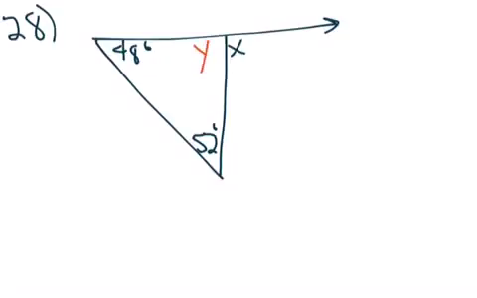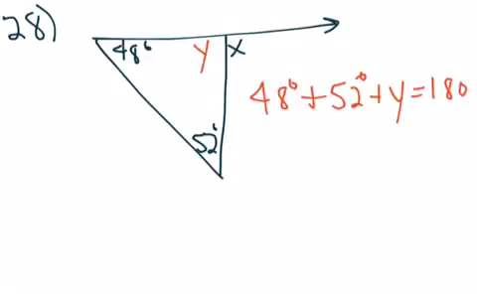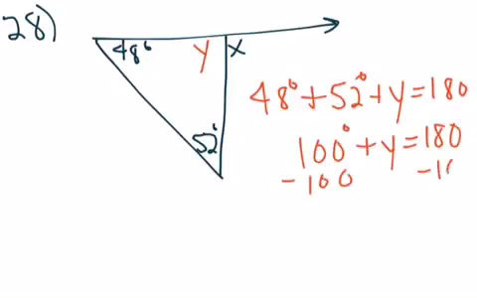The angles of a triangle always add to 180. So we would do 48 degrees plus 52 degrees plus y equals 180. Well, 48 plus 52 is 100. Subtract 100 from both sides. So y would equal 80 degrees.